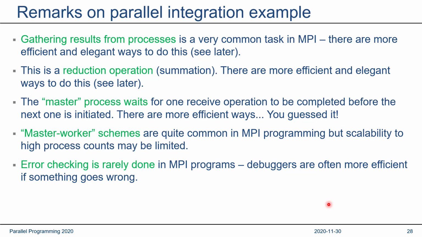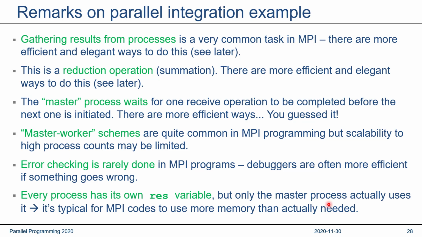We also did not do any error checking, which is also a general pattern with MPI programs. And it's true. This is because debuggers are often more efficient if something goes wrong, and parallel debuggers are available. So there are actually debugging facilities that let you start parallel programs and step through the instances of the parallel process, instruction by instruction, command by command, to find the problem.